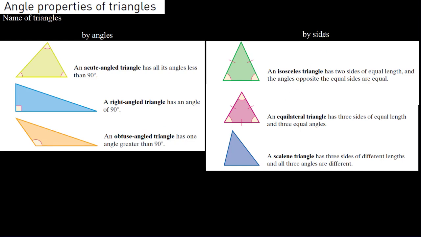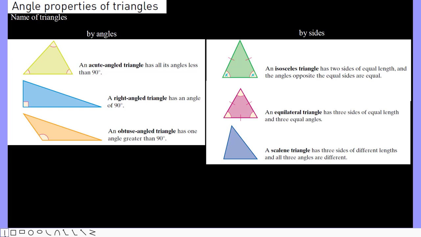If we name the triangles by their sides, this is an isosceles triangle, which means that two sides are equal. But I want to mention two more properties here. If we say this is x and this is x, it means that the base angles are equal to each other. And if the base angles are equal, you can draw the altitude here.